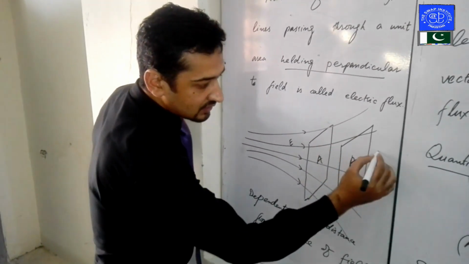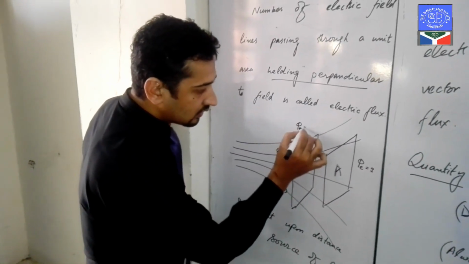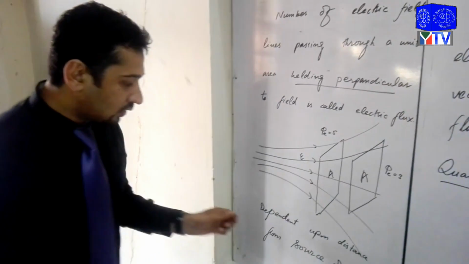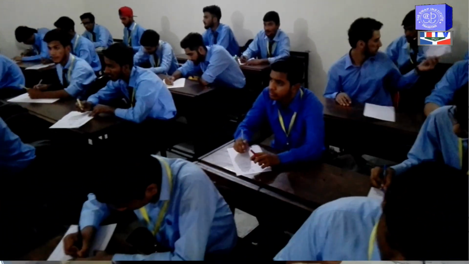Here the flux is 3, here the flux is 5. So it is dependent upon the distance from the source of the field.